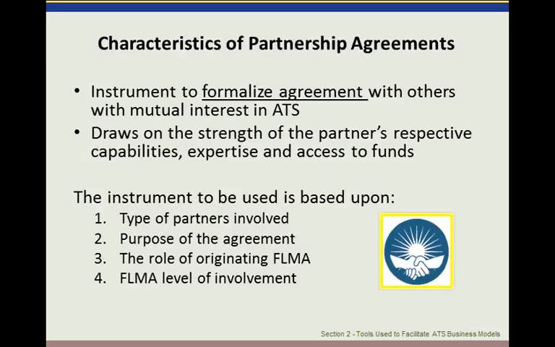The second type of business model is partnership agreements. Partnership agreements are used to formalize activities and responsibilities with others who have a mutual interest in ATS. They draw on the strength of the partners in terms of their capabilities, their expertise, and in some cases, access to funds. There are a number of different partnership type agreements, and the appropriate one to use is typically dependent upon the type of partners involved, the purpose of the agreement, the role of the originating FLMA, and then again the FLMA's level of involvement.